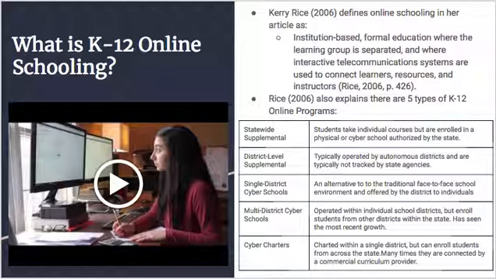So the first one is statewide supplemental. This is where students take individual courses, but they are still enrolled in a physical or cyber school authorized by the state. Our second one would be district level supplemental, typically operated by autonomous districts and are typically not tracked by state agencies, so there's no real tracking of if students are hitting all their standards and things like that.